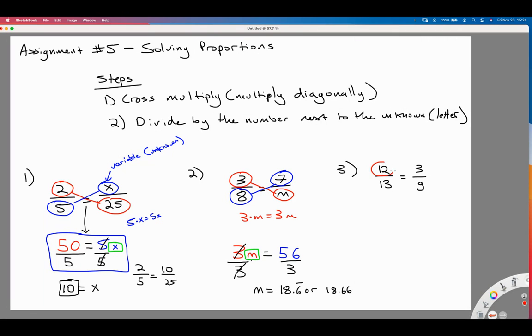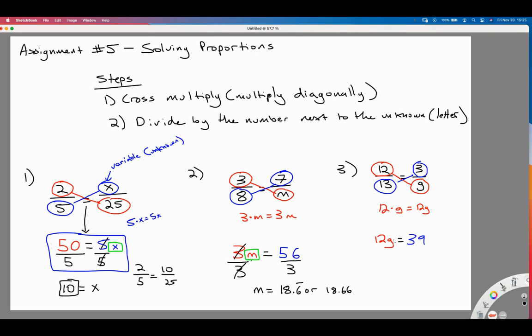And just remember, we cross multiply, so it's going to be 12 times g, and then we're going to have 13 times 3. Remember 12 times g, we're just going to smush those together, so it'll be 12g. And that's going to equal 13 times 3, which in fact equals 39, right? And you can use your calculator for these skills, absolutely, right? Especially when we do our division part.